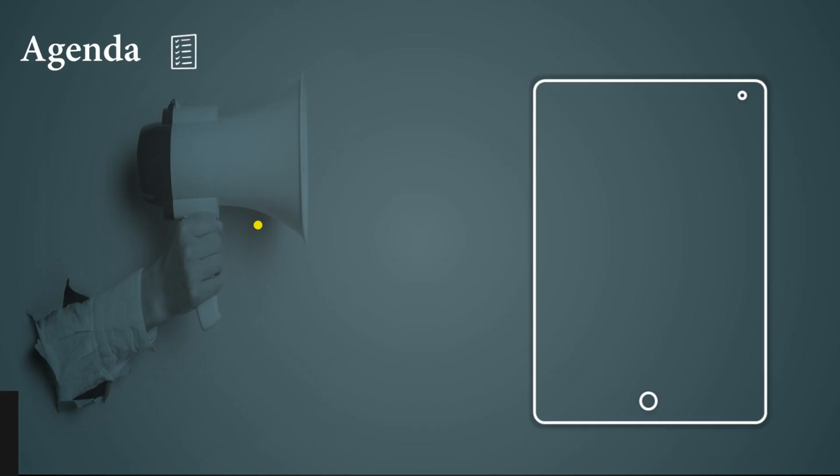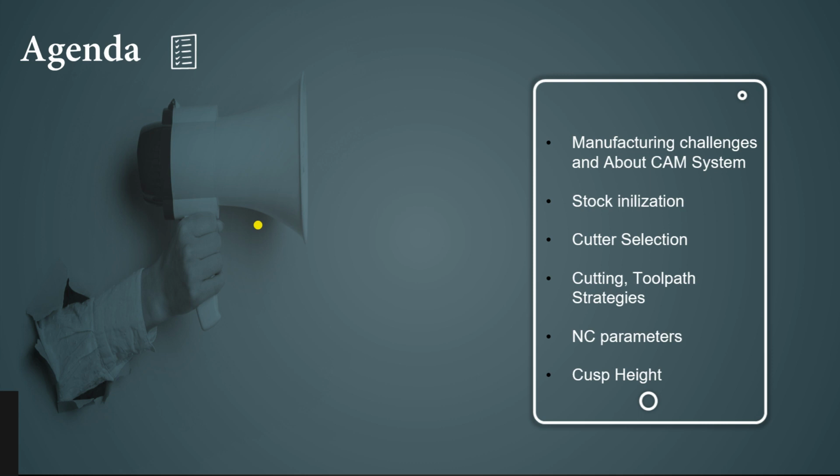So our today's agenda is manufacturing. What are the manufacturing challenges the industry faces with manual programming, and about the CAM system. After that, we will talk about stock, cutter selection, cutting toolpath strategies, NC parameters, cusp height. And at the end of the presentation, I will show it on our CAM system also.